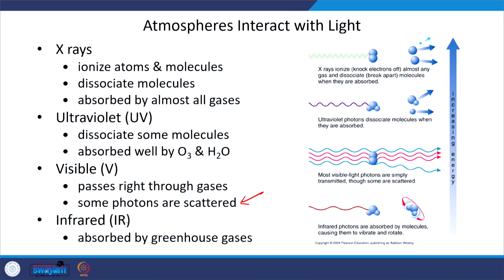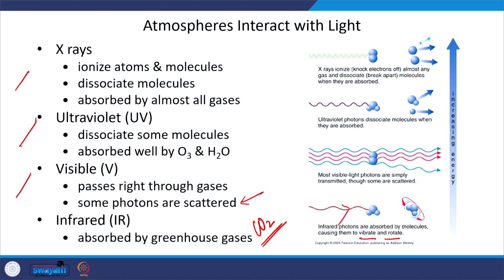Infrared radiation, of course, is even larger in wavelength in comparison to visible, ultraviolet, and X-rays. So it carries a very small amount of energy, and the frequency is very small. Infrared radiation cannot ionize anything, but it is absorbed well by greenhouse gases. What are the greenhouse gases? The most important greenhouse gas is CO2. CO2 has the ability to retain the infrared radiation. You see this figure, infrared photons are absorbed by molecules, causing them to vibrate and rotate.